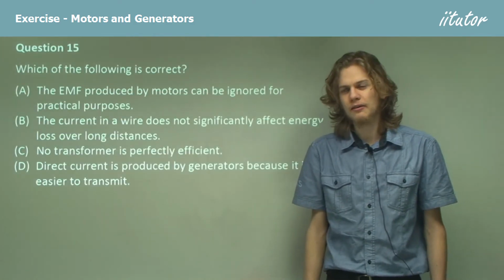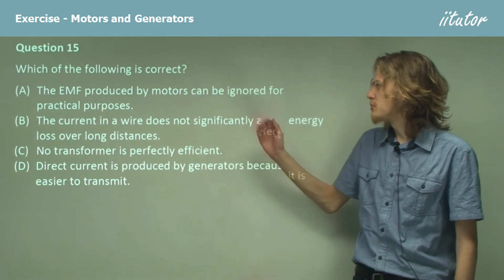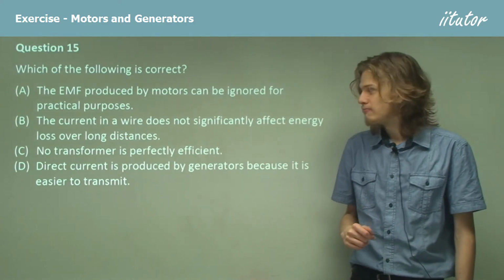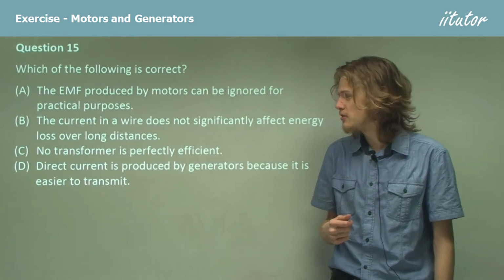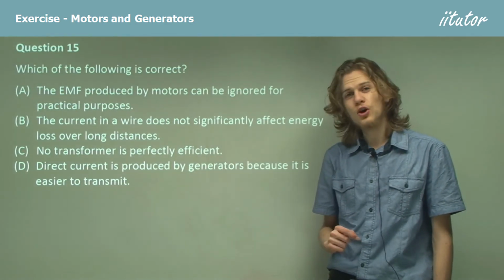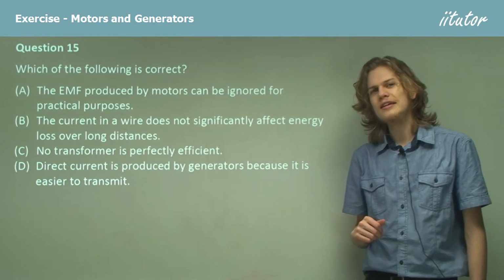Finally, question 15. Which of the following is correct? A, the EMF produced by motors can be ignored for practical purposes. B, the current in a wire does not significantly affect energy loss over long distances. C, no transformer is perfectly efficient. Or D, direct current is produced by generators because it is easier to transmit.